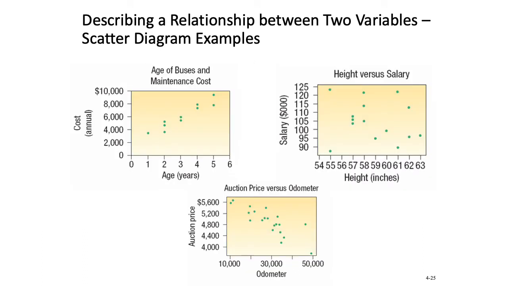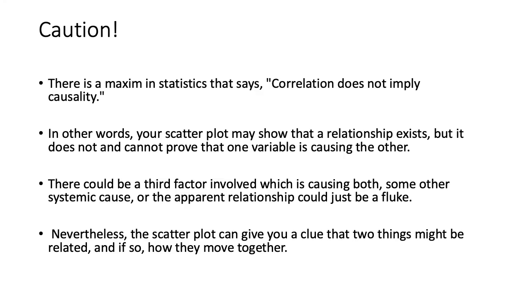Let's have a look at some real examples. This first example is the age of a bus and the maintenance cost. But what do we notice here? We notice that the older a bus gets, the more expensive it is to maintain. So there's a positive relationship between the age of a bus and the maintenance cost. We have to use caution here. Correlation does not imply causality.